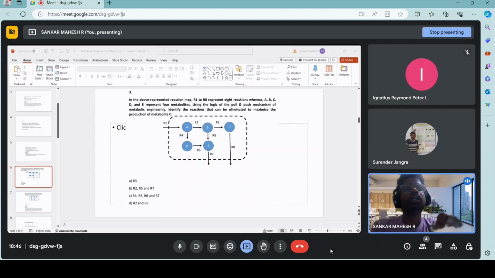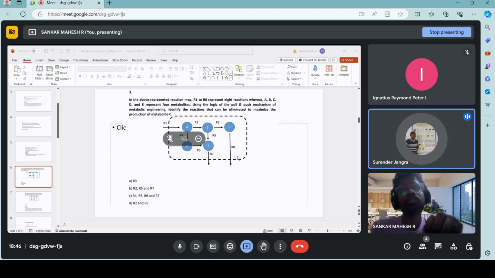Yeah. So, sir, if there is a fifth option, R4 and R5 alone. Is it? The fifth option is R4 and R5 alone. So which will be the most preferred answer here?